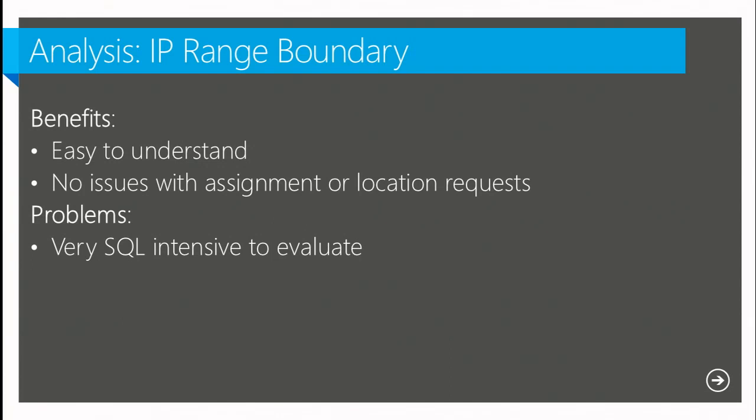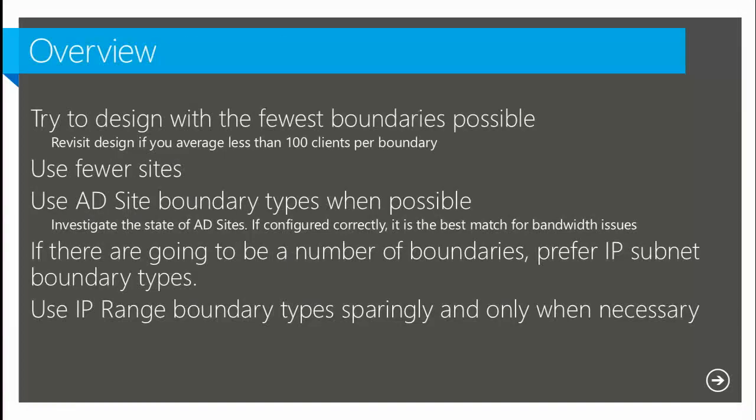The problem with IP range boundaries is because it's taken from a list of values within the database, it's extremely expensive, prohibitively so. And if more than a few are used, it can actually have effects on the operation of SQL and can lead to issues. So there is a place for the IP range boundary, but it's one that must be used in moderation. So let's talk about, that's not an overview, that should be a recommendation. Anyway, so let's talk about what all this means.